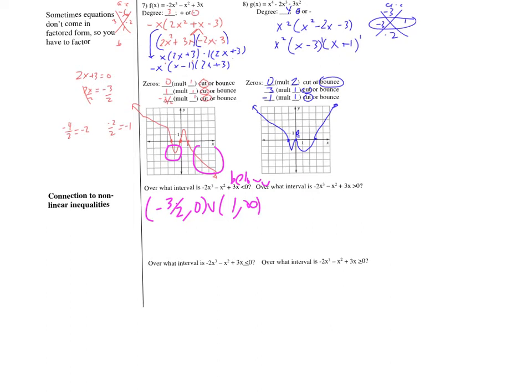Next up is, where is it above? Greater than 0 is above. So it's over here and in here. So that's negative infinity to negative 3 over 2, and then from 0 to 1.